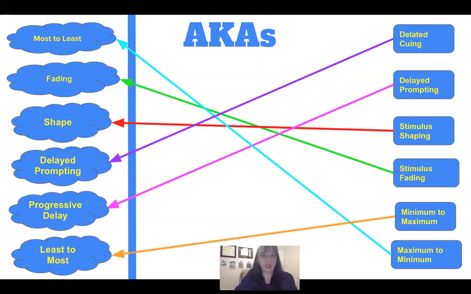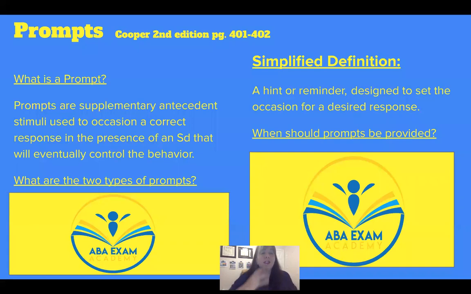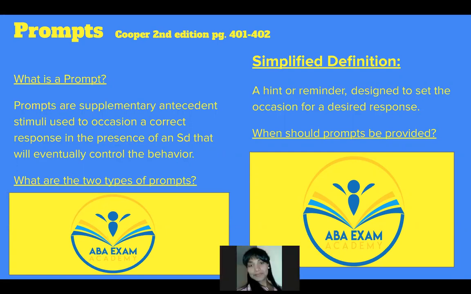All right, we're going to move on. We're going to start with what is a prompt. This is on pages 401 to 402 in the Cooper book. I'm going to read it out. Prompts are supplementary antecedent stimuli used to occasion a correct response in the presence of an SD that will eventually control the behavior. Can anyone tell me what the two types of prompts are? Response prompts and stimulus prompts.